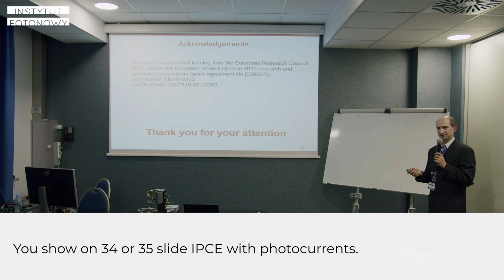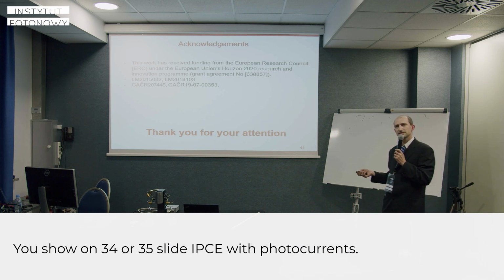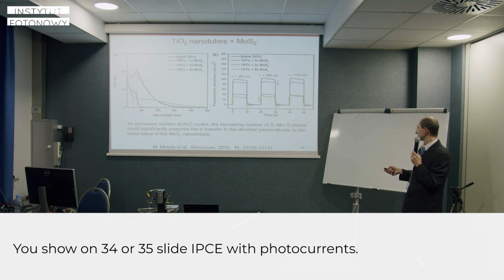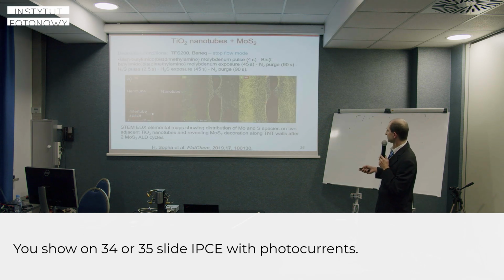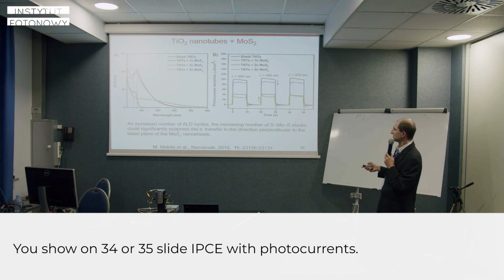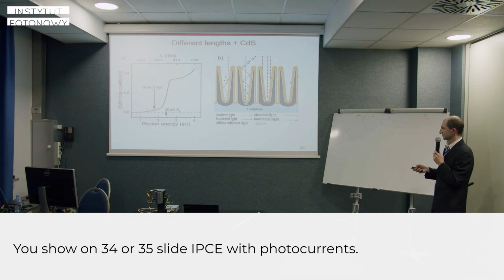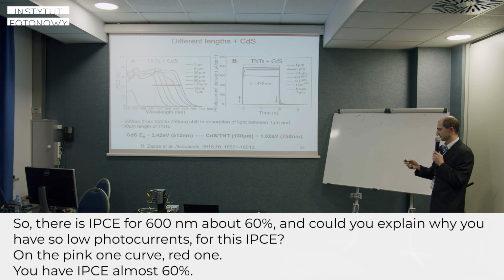Great talk. You show on slide 34 or 35 the IPCE with photocurrents. Maybe this one? Earlier. Yes. No, earlier, 33. Yes. So there is IPCE for 600 nanometers, about 60%. And could you explain why you have so low photocurrents for this IPCE?